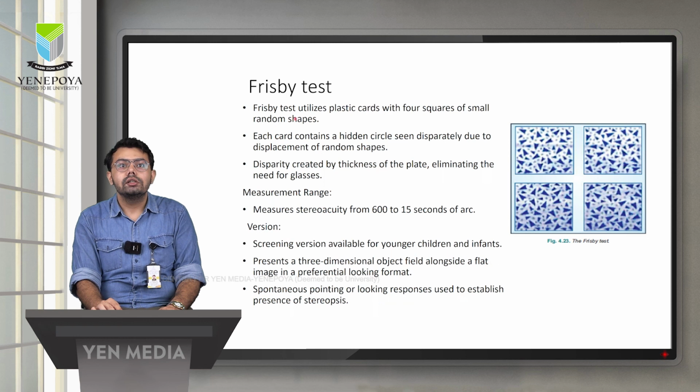The Frisby test utilizes plastic plates with 4 squares of small random shapes. Each plate contains a hidden circle seen disparately due to displacement of the random shapes. Disparity created by the thickness of the plate eliminates the need for glasses. Here the stereo acuity ranges from 600 to 15 seconds of arc, and it has both screens for children and infants and adults. It presents a three-dimensional object field alongside a flat image.